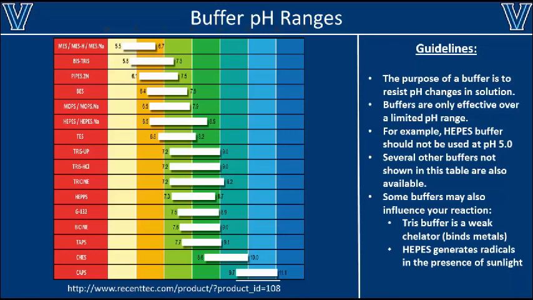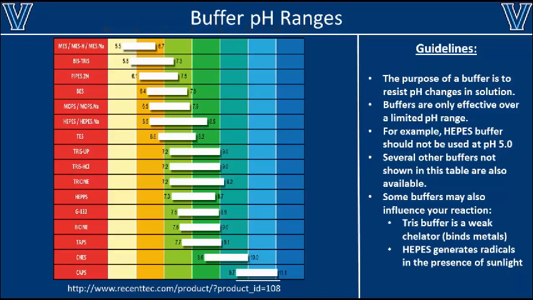Instead, if you need to make a buffer at pH 8, it would be better to use TRIS-HCl, which has a range from 7.2 to 9. It is important to mention that the buffers shown in this table are only a small sampling of all the buffers available. You can find many more online which may be useful for your experiments.